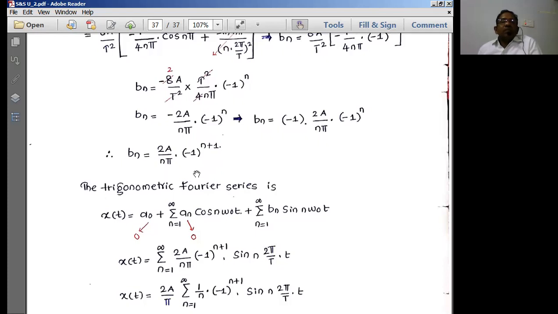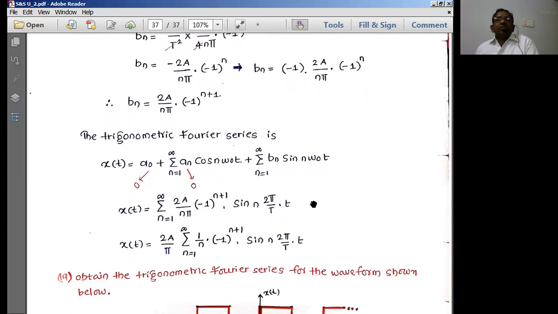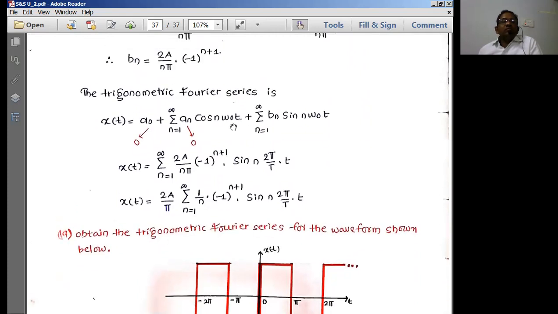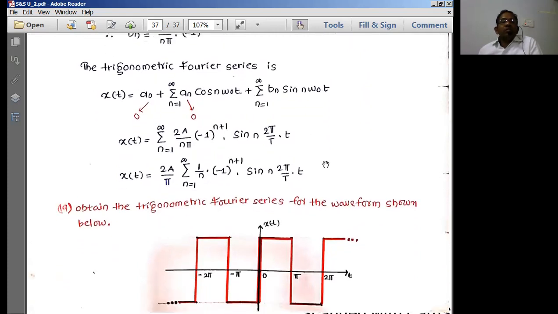So I can have bn is equal to 2A by n pi into minus 1 to the power n plus 1. So this is the Fourier series representation of the signal. So what is the entire trigonometric Fourier series representation now? Now by seeing the signal waveform we can say that it is going to be an odd function, therefore we are going to have only the bn component. an and a naught are not computed, they are directly made equal to 0, and finally I'll be getting the expression for the trigonometric Fourier series.